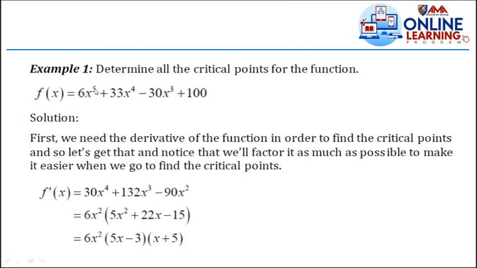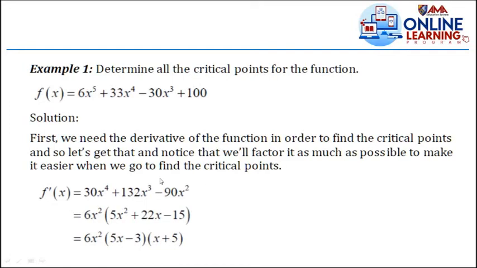So we're going to get the first derivative, f prime. 5 times 6, we have 30. 5 minus 1 is 4. So we have 30x to the 4th. 4 times 33, we have 132. 4 minus 1, we have x cubed. 3 times 30, we have 90. x cubed minus 1, we have x squared. And then the derivative of 100 is 0.